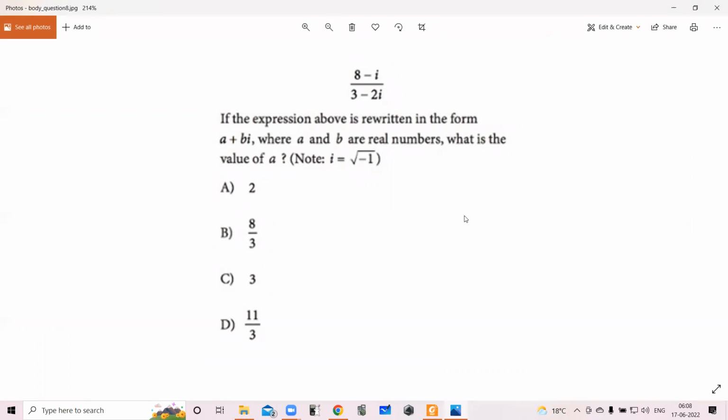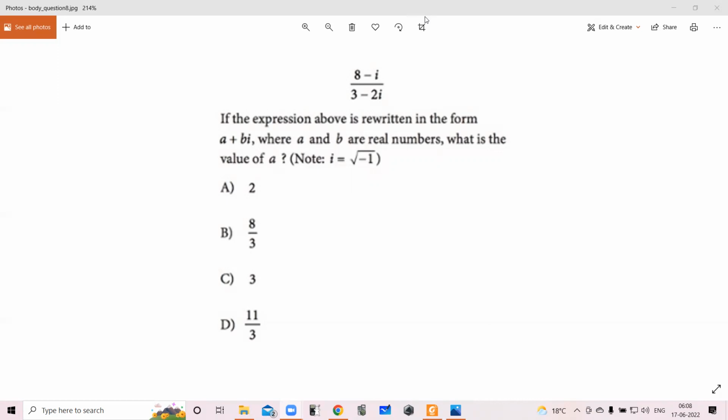The expression above is rewritten in the form A plus Bi. We have a strategy for this. We have some steps to convert this into the form A plus Bi, where you don't have any i in the denominator. You have that i in the numerator only. Any idea?